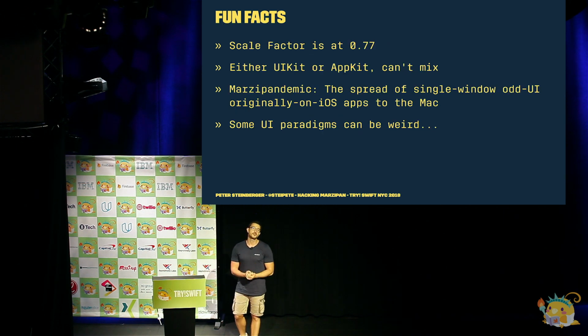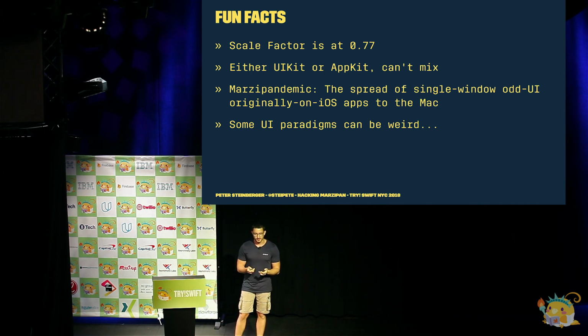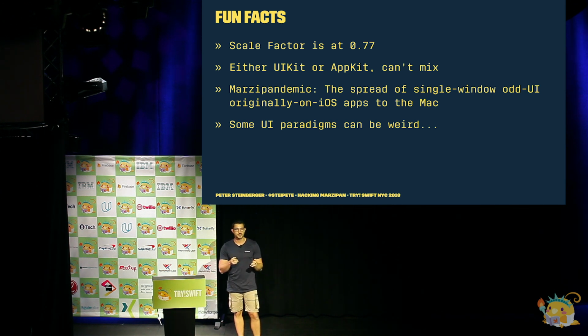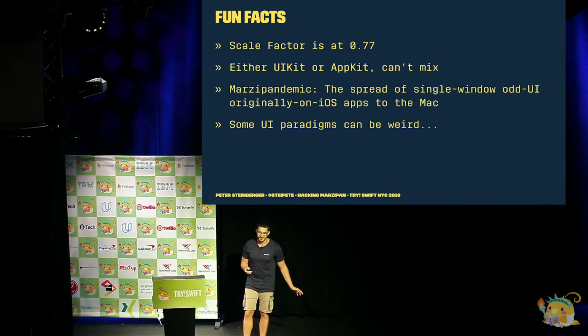Right, so a few fun facts about Marzipan. It actually reduces the scale factor, so this is not a one-to-one scale. They set it at 0.77, which means all your buttons get a little bit smaller, mostly because you have a mouse and a more precise device to click, and you don't need that large of a click target. It feels a little more at home on the Mac if you set it to a smaller scale. It's also either UIKit or AppKit. You can't mix it. In fact, you can, but it's a really bad idea.